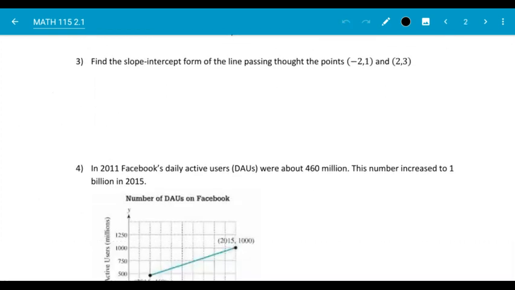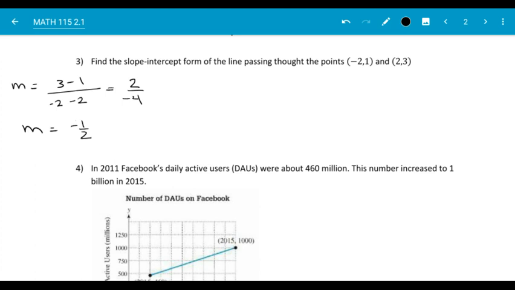Example 3 asks us to find the slope-intercept form of the line passing through the given points. So we need a slope. Difference of the y's would be 3 minus 1. Difference of the x's would be negative 2 minus 2. 3 minus 1 is 2, over negative 4. So reduce the fraction. Negative 1/2 is our slope.